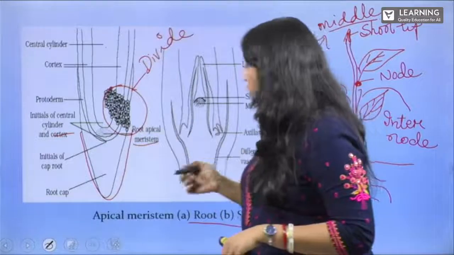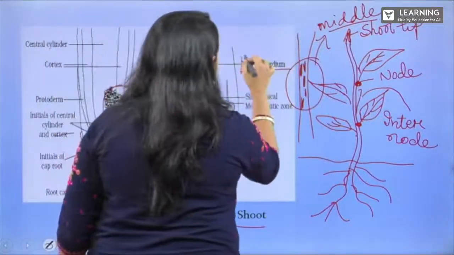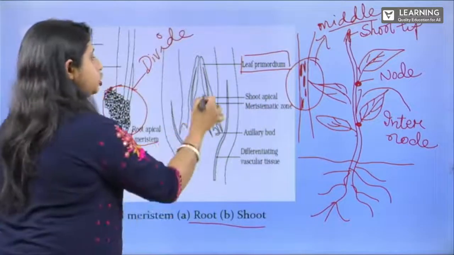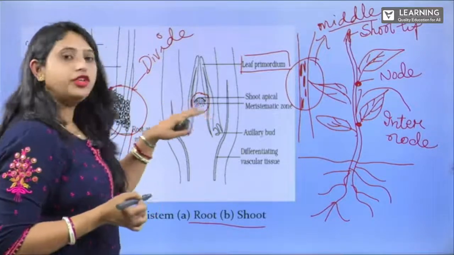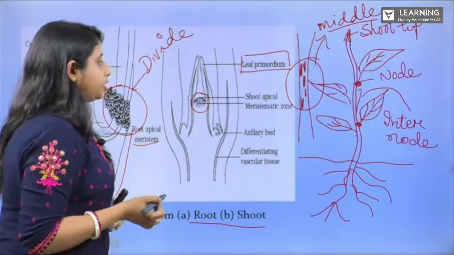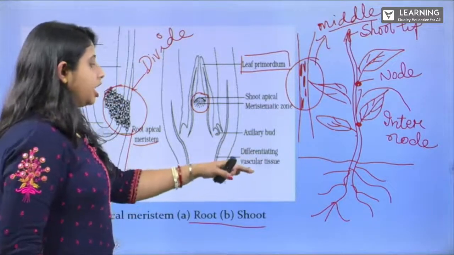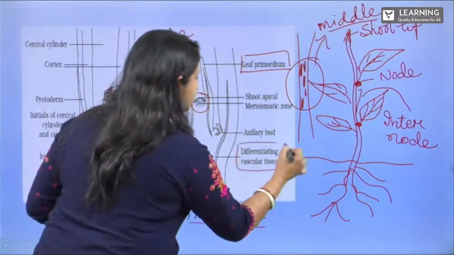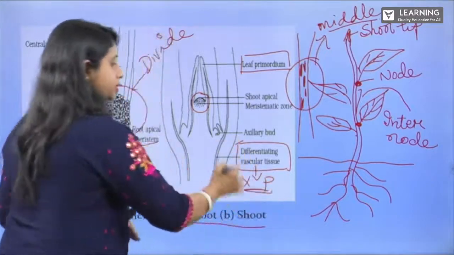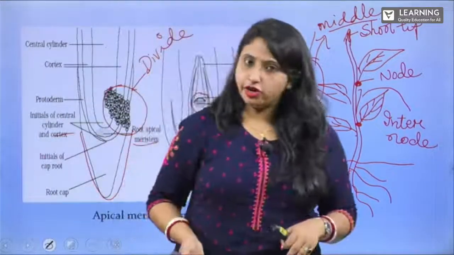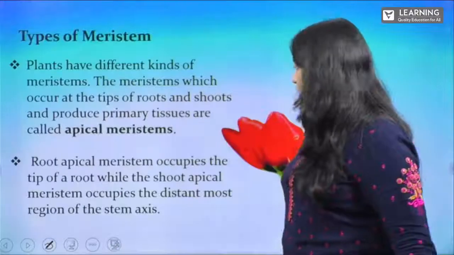So see here how it is, the apical meristem of your shoot. As you can see, this is the leaf primordium, then this is your shoot apical meristem, where the cells are actively dividing. Then this is your axillary bud, and this is the differentiating vascular tissue. Here basically the xylem and the phloem will be present, okay? It is responsible for your transportation. So this is all about the apical meristem of the root and the shoot.